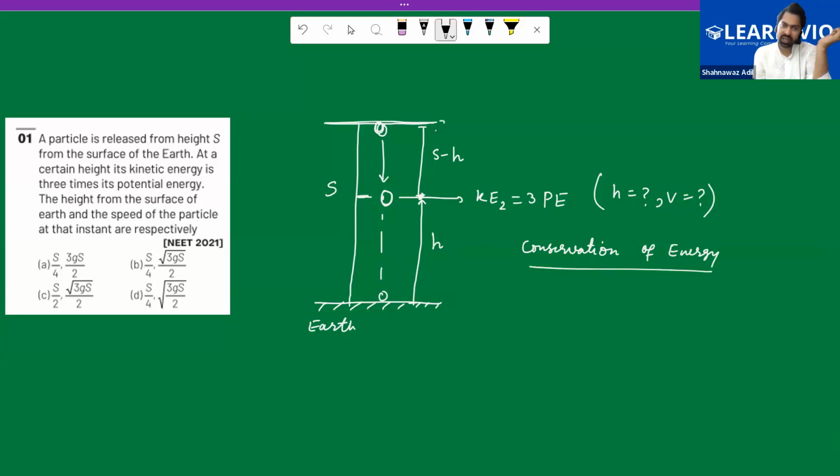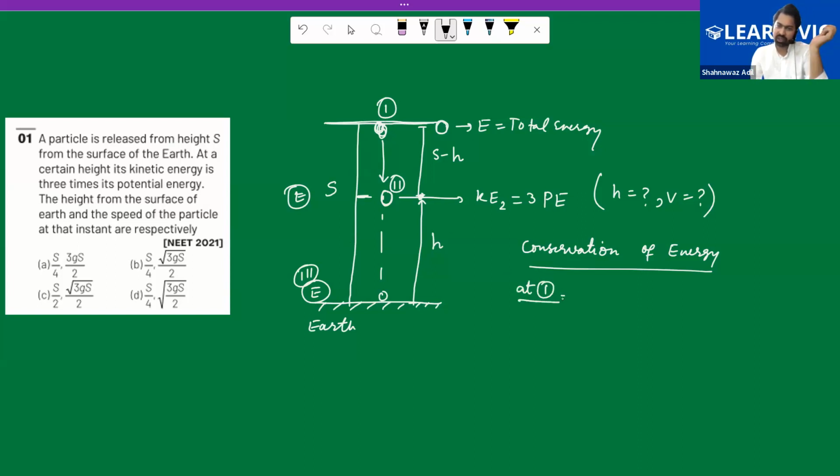So whatever the energy at this point, let's say E, this would be in here also E. This is the total energy. In here, that would also be E, total energy. So this is the question. Let's say this is point one, this is point two, this is point three. What is the only energy that is there at point one? At one, you have only the potential energy, because the particle is starting from rest.